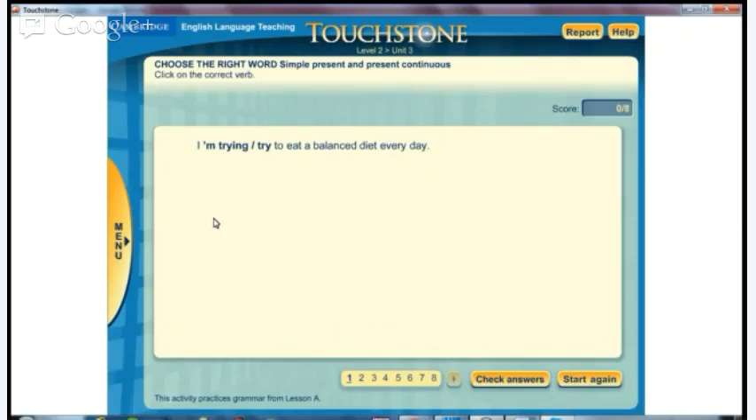Remember, we use the simple present to talk about routines, habits, or things that we do repetitively, and we use the present continuous to talk about things that are happening at the moment of speaking or that are happening these days. All right, now: I'm trying or I try to eat a balanced diet every day. Every day we have a routine here, so it should be I try. You see, usually when you have every day, once, twice, it's simple present. But when you have these days, nowadays, it's present continuous. All right, so I try to eat a balanced diet every day.